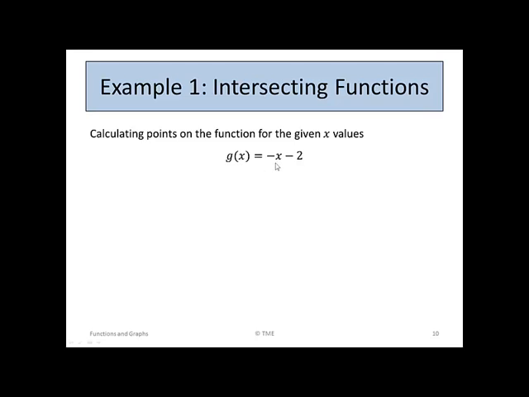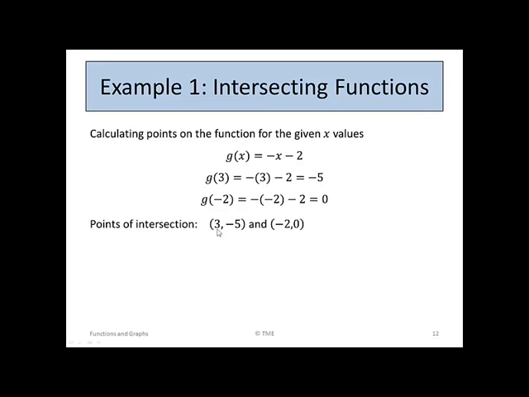We know that g(x) is minus x minus 2. So if we put in the value of 3, which we got, g(3) would be minus 3 minus 2 or minus 5. And g(minus 2) would be minus (minus 2) minus 2, which is 0. So in effect, we've got the two points, (3, minus 5) for our x, y value, and (minus 2, 0) for our x, y value. And both of these are points of intersection of g(x) and f(x).